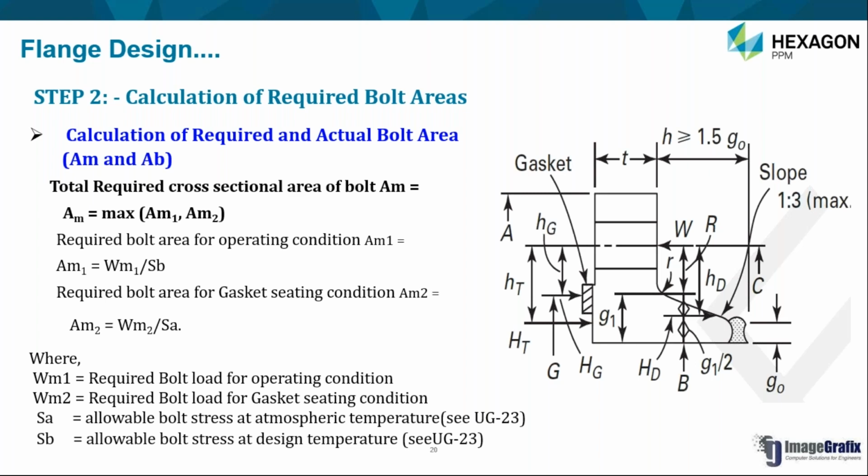Where WM1 is the required bolt load for the operating condition, WM2 is the required bolt load for the gasket seating condition, SA is the allowable bolt stress at the atmospheric temperature, and SB is the allowable bolt stress at the design temperature.